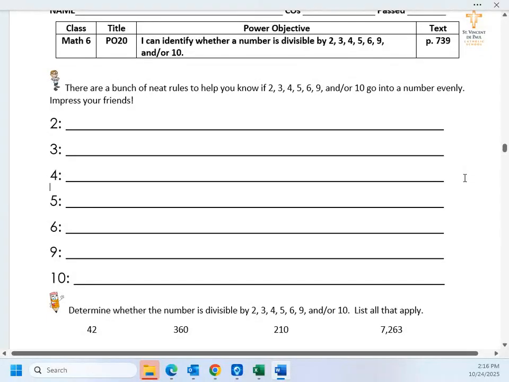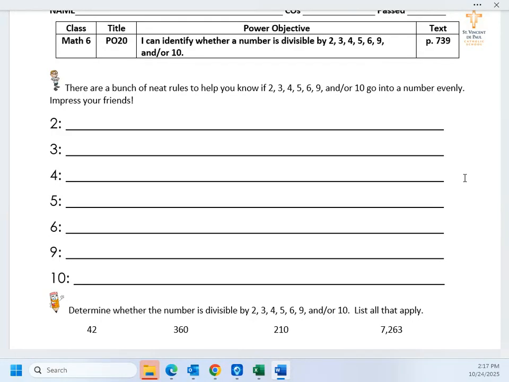Good morning. Today we are working on our first objective of our next unit. We are doing PO20. I can identify whether a number is divisible by 2, 3, 4, 5, 6, 9, or 10. These are important rules to know so we don't have to go and do the math every single time. We can just follow the rules and it goes a lot quicker to know if they're divisible by these numbers. We will be coming across useful objectives that we want to know this in. So make sure you are not only writing down these rules as I go through them, but you're actually practicing them and knowing them.